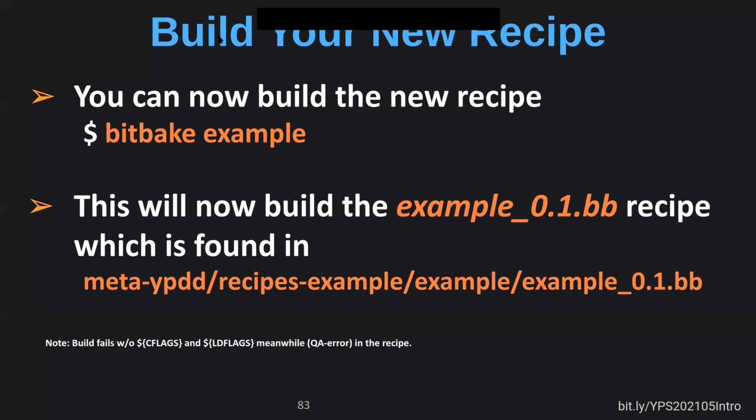So let's talk about building our new recipe. We've created a recipe, we've created a layer, we've got all the things set up that we want to deal with. Now we want to build our example 01 BB recipe. You can see that it'll be found in meta-ypdd/recipes-example, and this recipes-example is a type. That's not necessarily that it has to match example. It could be recipes-core, it could be recipes-kernel.